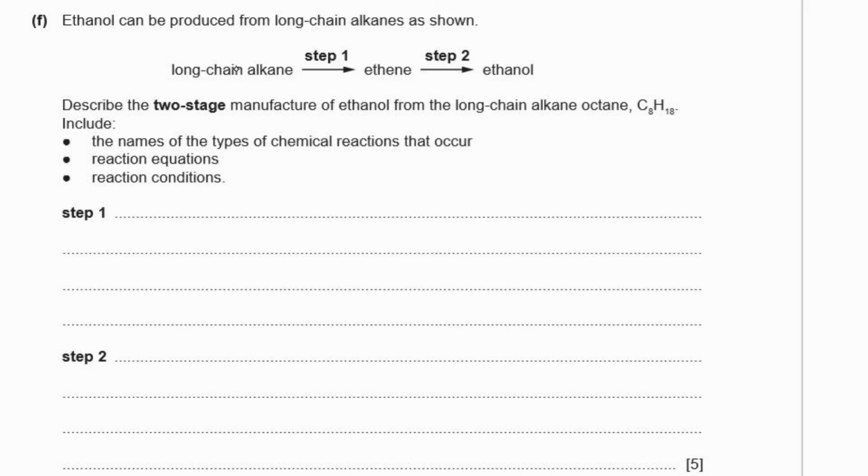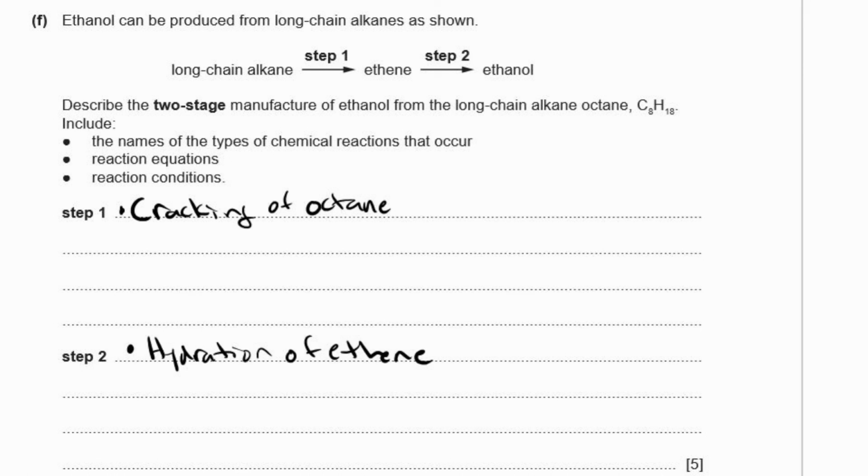Okay, so step 1, you have to break the long chain into pieces. That is called cracking. So it's a cracking of octane. Okay, step 2, turning it from ethene with a double bond, breaking the double bond and adding an OH to one and an H to the other side of the double bond. That's called hydration. So step 1 is cracking of octane and step 2 is hydration of ethene.